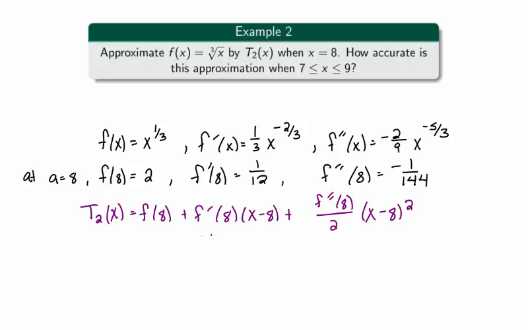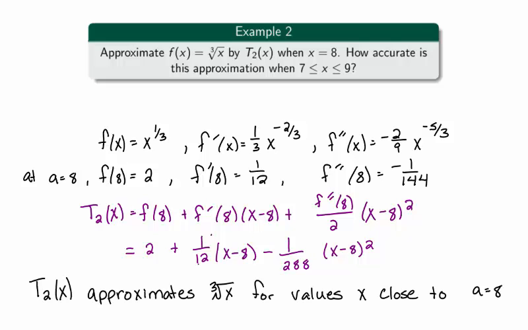Then T2(x), which equals f(8) plus f prime of 8 times (x minus 8) plus f double prime of 8 divided by 2 times (x minus 8) squared, equals 2 plus 1/12 times (x minus 8) minus 1 divided by 288 times (x minus 8) squared. Thus T2 approximates the third root of x for values of x close to a equal to 8.